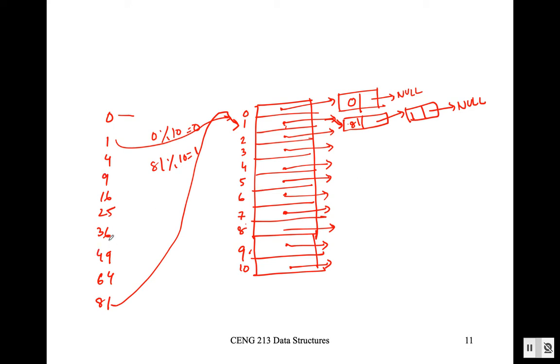So let's see what will create a collision. 16 and 36 will create a collision. When I add 16, I will add 16 as the first element, and then I will add 36 as the front of the list. So the list will look like this.